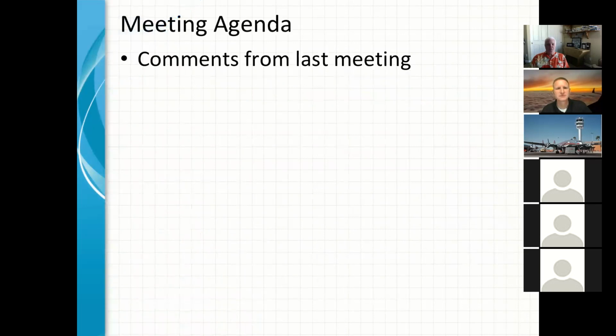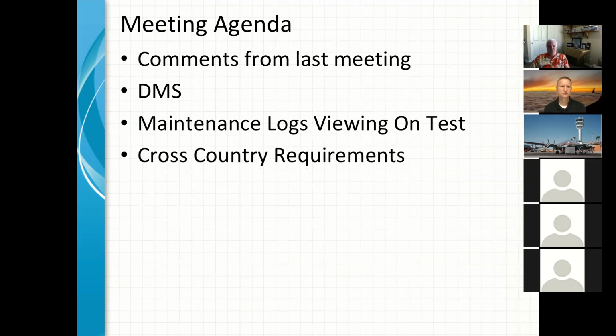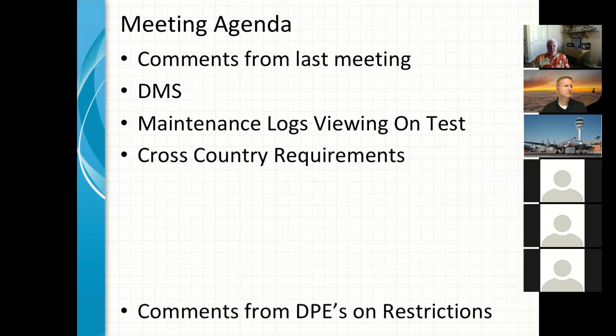Some of the items we're going to cover today: I know we didn't have a meeting in August, but if there's anything people want to bring up from the July meeting, we'll talk about that. DMS issues. That's basically the main topic of today: the concept of having maintenance logs of originals versus copies, and how many logs and so on we need. And I see that Ernie's on there, so he'll probably assist me a little bit with that.